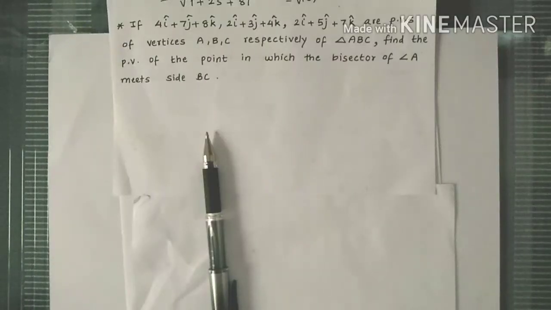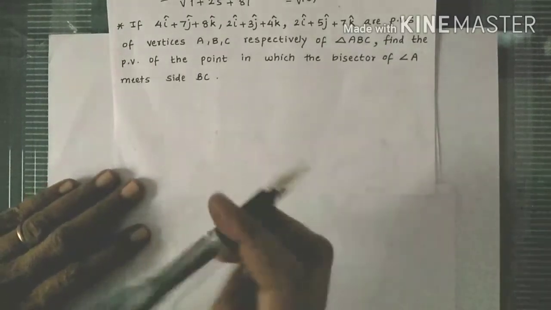Now let's solve this question. If 4i plus 7j plus 8k, 2i plus 3j plus 4k, 2i plus 5j plus 7k are position vectors of vertices A, B, C respectively of triangle ABC, find the position vector of the point in which the bisector of angle A meets the side BC. Let's draw the figure first of all.